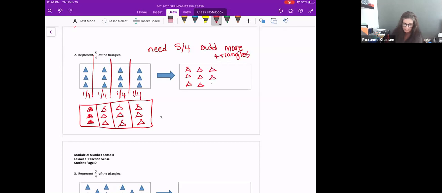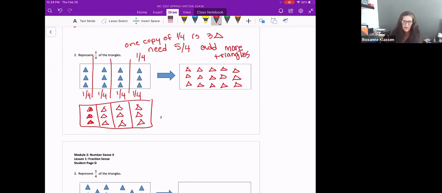Very nice. Try to use your copies of language, right? Since I needed 5 copies of 1/4 and I only had 4 copies of 1/4, I added another copy of 1/4, which is 3 triangles. If you have students that are really struggling, you can have them identify that 1 copy of 1/4 is 3 triangles, right? Or you can have them draw the unit. Good job, Bethel.